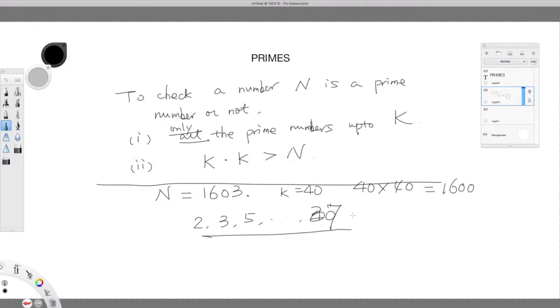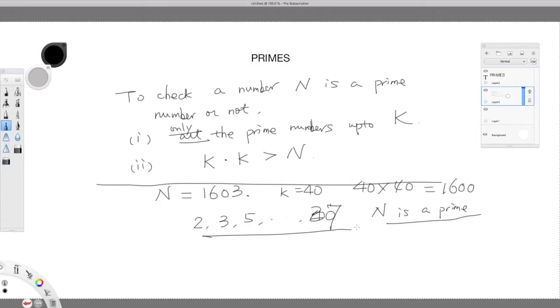Once you check all those prime numbers, 2, 3, 5, all the way to 37, you are sure. And if none of them are factors of this n, then you are sure n is a prime. Otherwise, of course, n is not. Okay? So that's basically the way to check if a number is a prime or not.